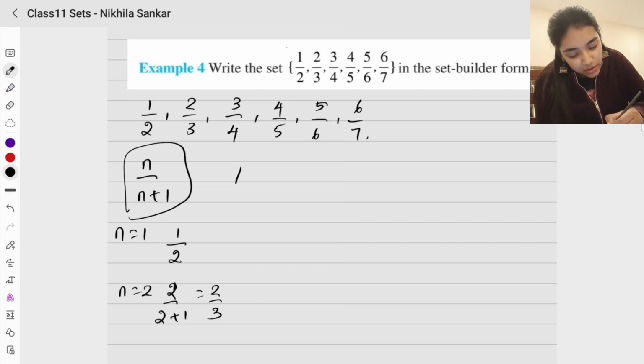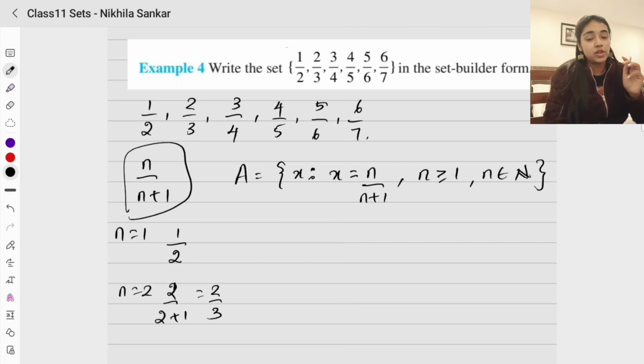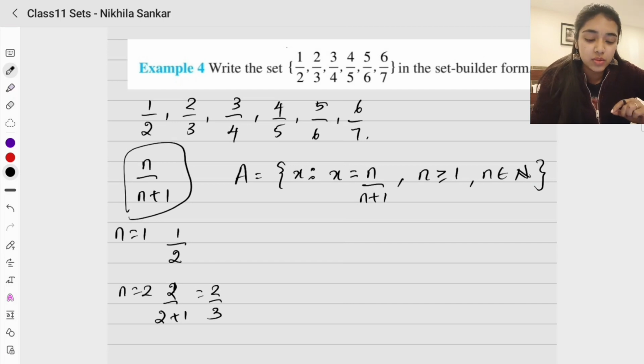So I'm going to write the set builder form now. So A equals x such that x is equal to our element n, it is going to be n divided by n plus 1, comma n is greater than or equal to 1, comma n belongs to capital N, natural number. Okay, so this is how you write. You have to find the pattern first. Then whether it is a natural number, real number, rational number, or integer, write it correctly. Then its condition. What is its starting value and what is its end value? Here we have to put the end value.